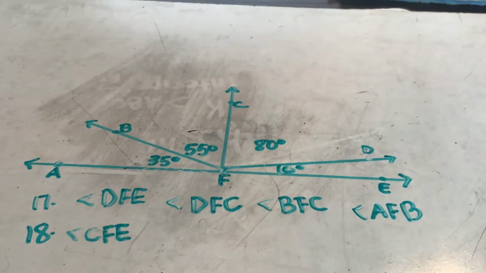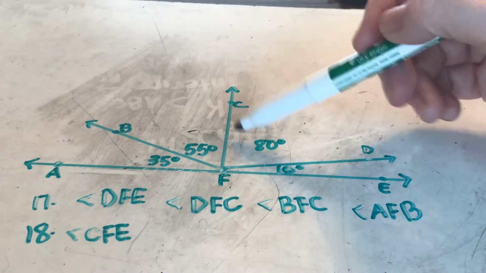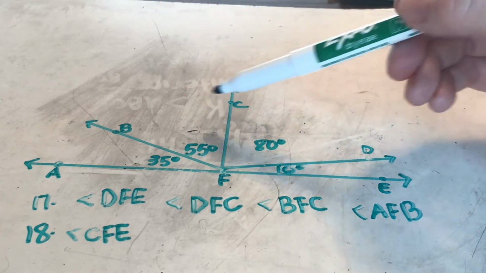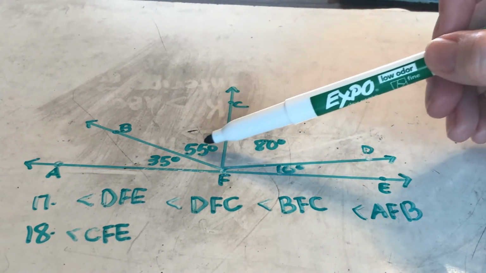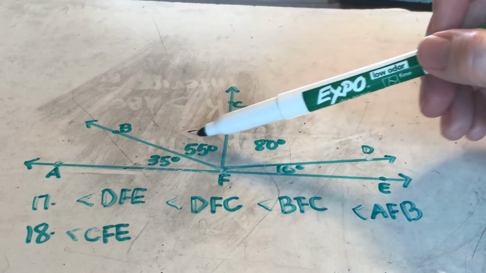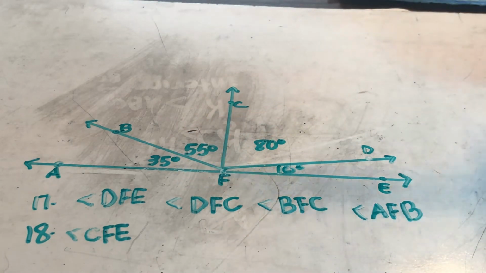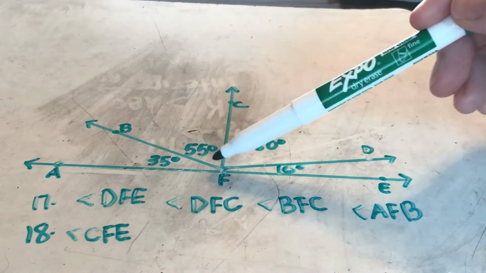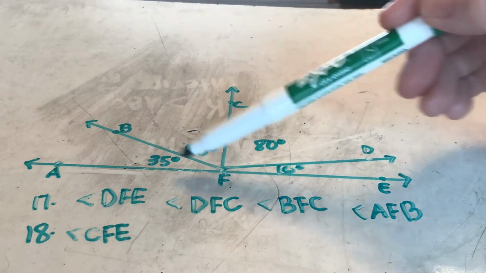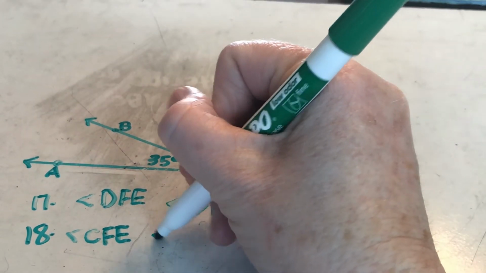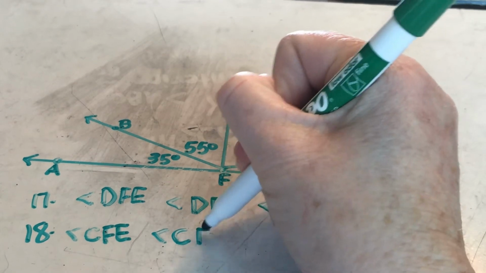Now it tells me in number 18 that there's 2 right angles. I know that this isn't a right angle because it's only 80 degrees and neither is this. So I'm going to look over the same thing here. I notice that this one's 55 degrees and this one's 35 degrees. If I were to add those up, that also equals 90. So I know that CFA is also a right angle. So that would be my other one, and I would put angle CFA.